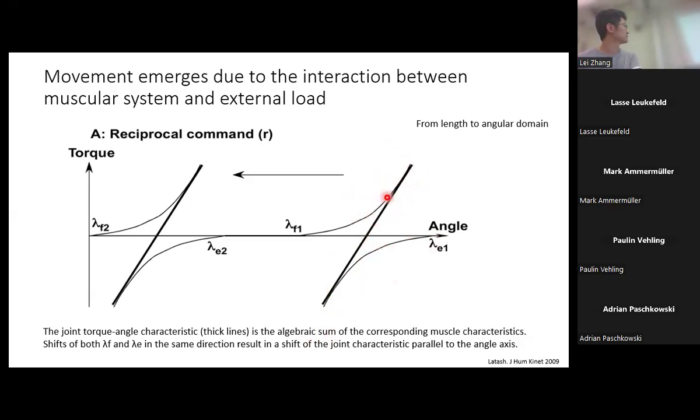And if you want to do a joint movement, you have to shift both the flexor and extensor zero lengths to a new position, right? To a new angle. Then this whole characteristic shifts together to the new joint angle. And here we don't have external torque, so that's why the equilibrium position is always at the intersection of zero torque.